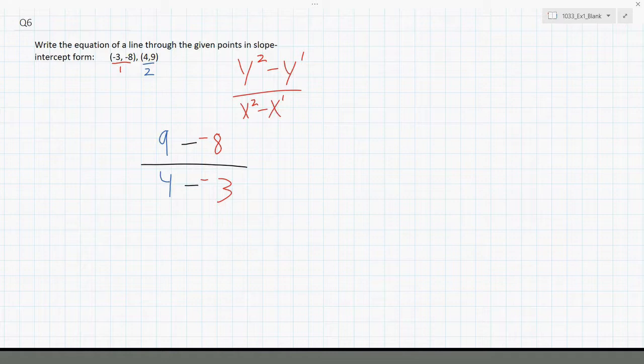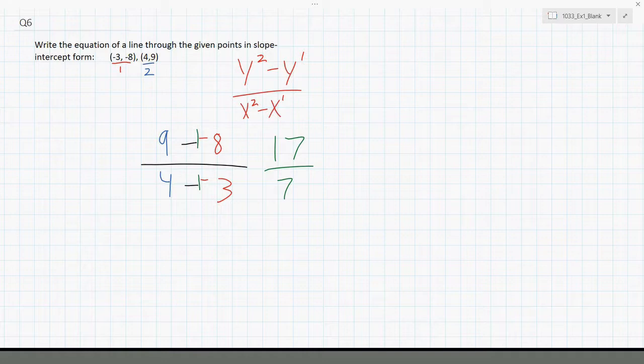Then you'll have the x2, which is 4, minus the x1, which is -3. Now, the cool thing about these is it's negative, negative. We'll just turn them into positives, and we'll just add them across. So 9 plus 8 would be 17. And then you have 3 plus 4, which is 7. So you have 17 over 7, and that should be your slope. Checking up on myself here. Okay, but we're looking for the full equation.